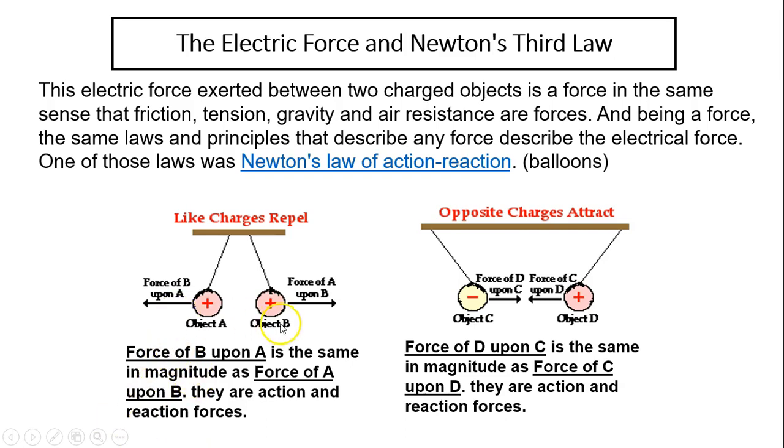Here are the balloons. If they have the same charge, they will repel each other, and the force on A will be the same as the force on B. Those are action-reaction forces, acting on different objects with the same magnitude and opposite direction. If you put two opposite charges next to each other, they also exert the same force in opposite directions. The forces on C and D have the same magnitude and opposite direction. Similarly, if you put a charged object next to a neutral object, they will attract each other, and the force on each would be the same as well.